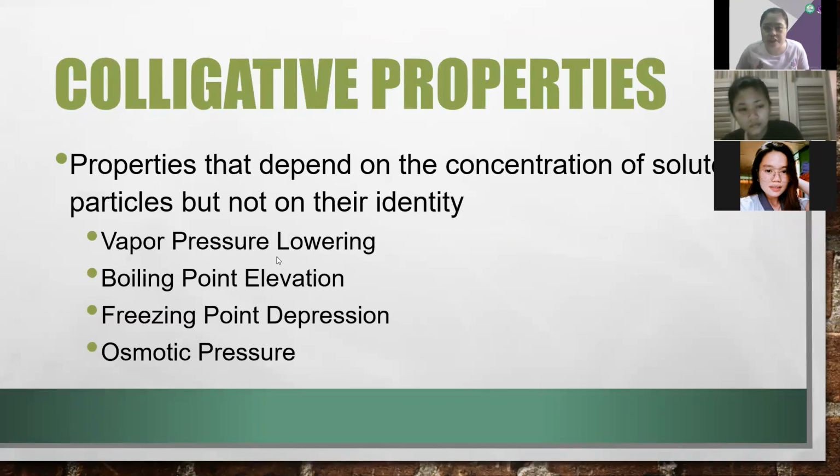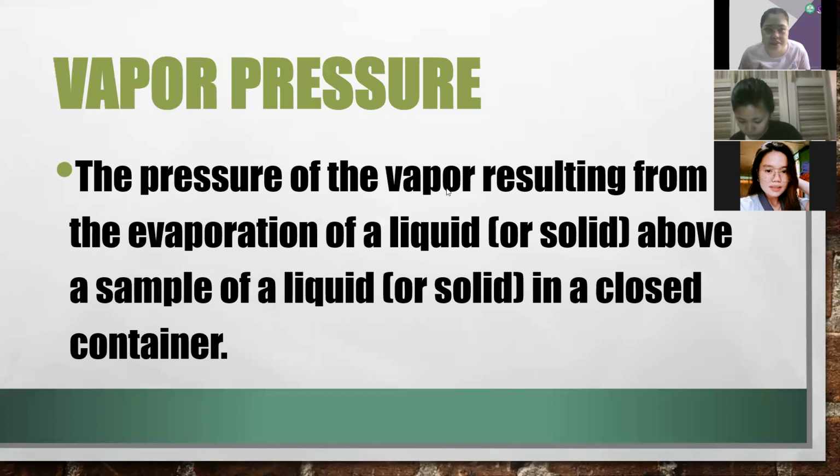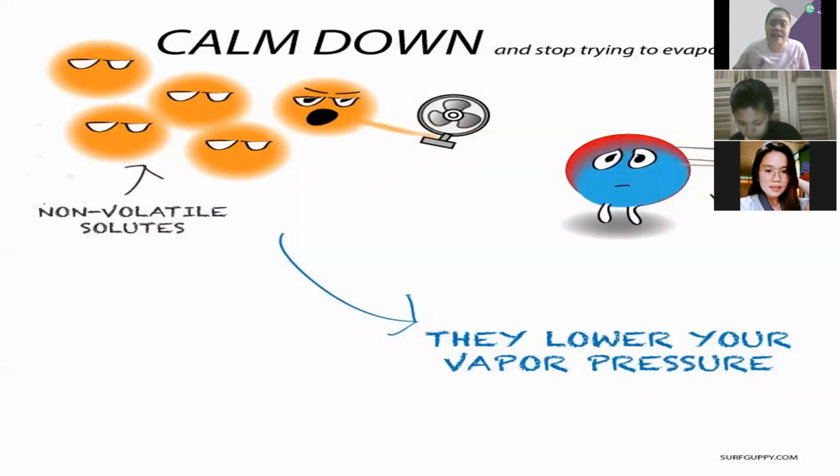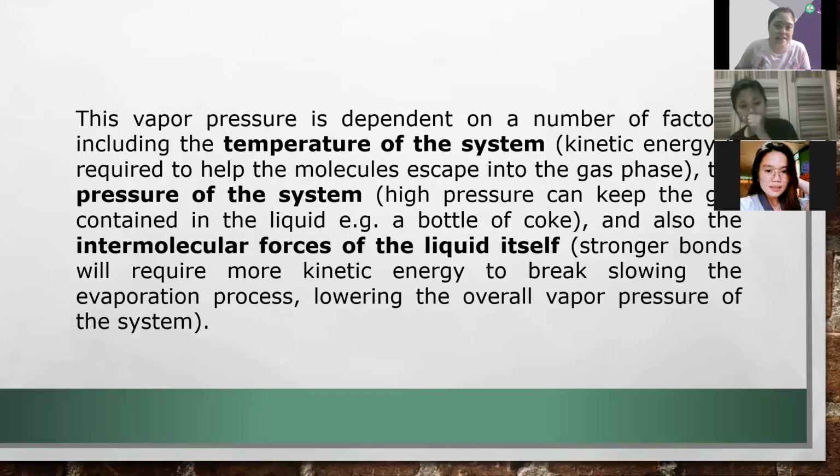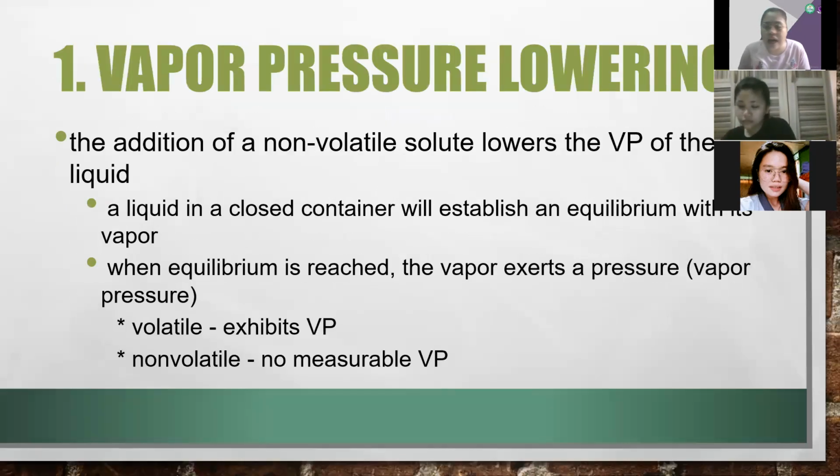We have the vapor pressure lowering, boiling point elevation, freezing point depression, and there is an increase in the osmotic pressure. So yesterday, we started our discussion about vapor pressure lowering. When you say vapor pressure, it's the pressure of the gas, the pressure resulting from the conversion of the liquid into gas. So if you're going to add more solute, especially if the solute is non-volatile, it will result in the lowering of the vapor pressure, okay?